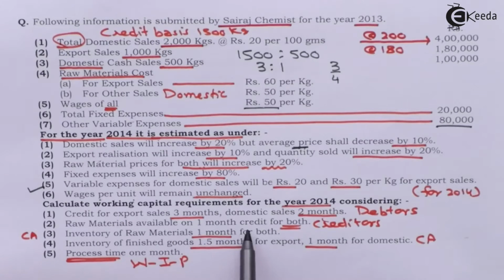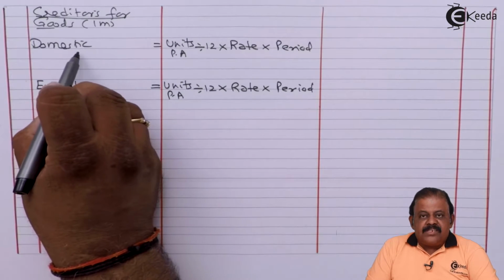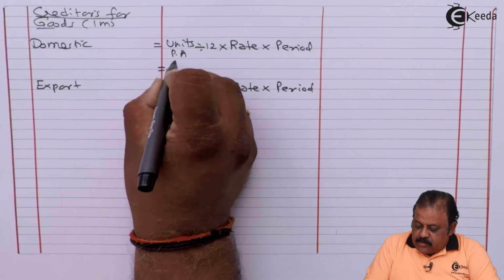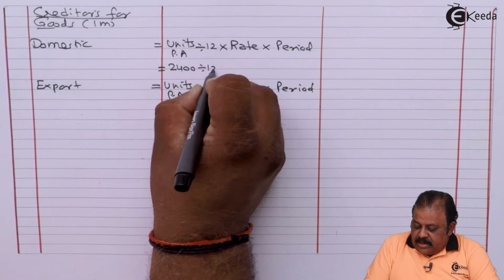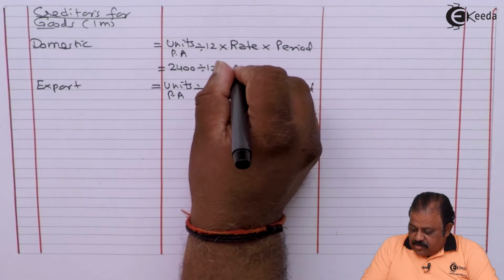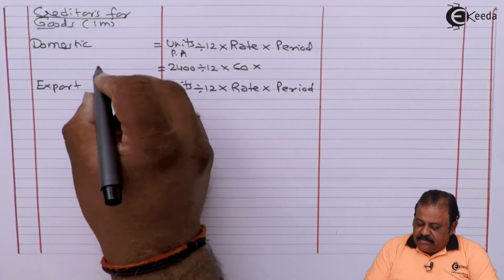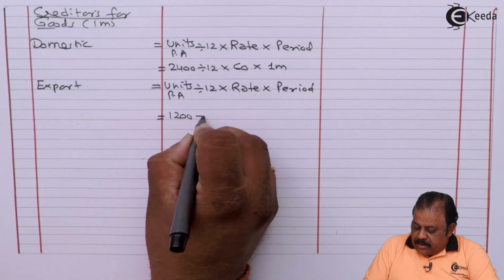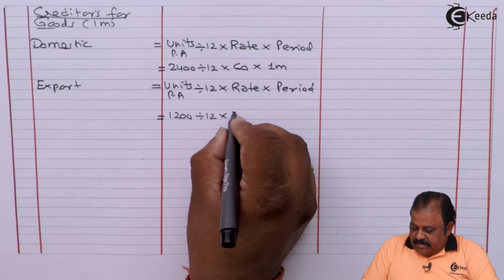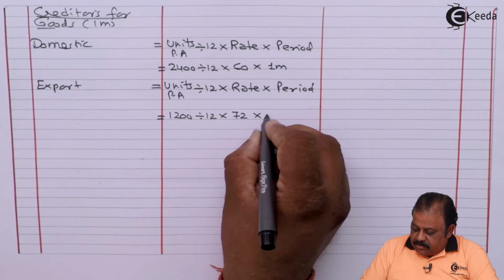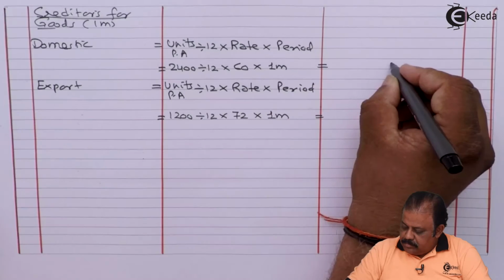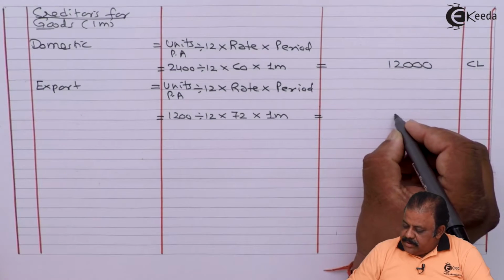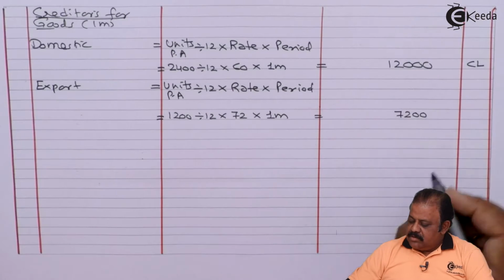Raw material is available on 1 month credit for both. In case of domestic market, units per annum 2400 divided by 12 multiplied by rate 60 rupees multiplied by period of credit 1 month. In case of export market, units per annum 1200, divided by 12 multiplied by rate 72 multiplied by period of credit 1 month. So it is rupees 12,000. This will be part of current liability. In case of export, it is 7,200. This will be part of current liability.